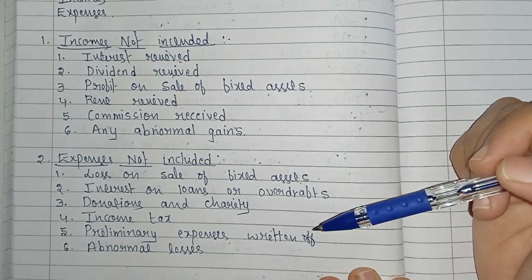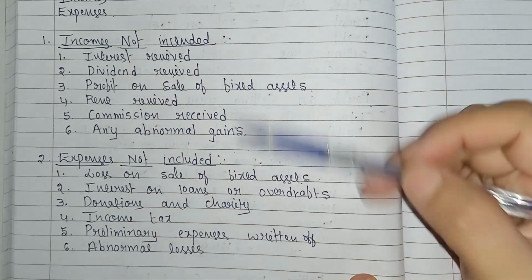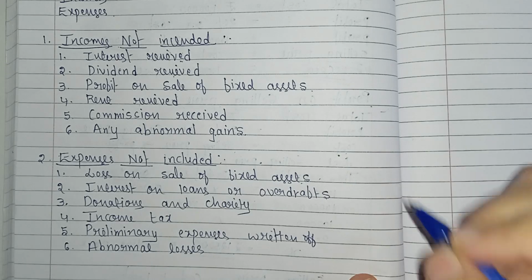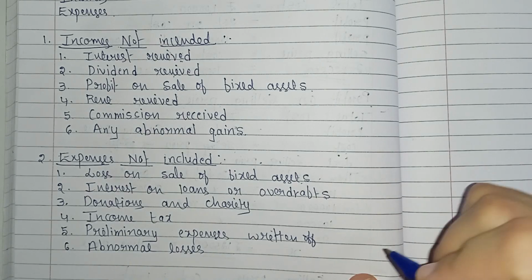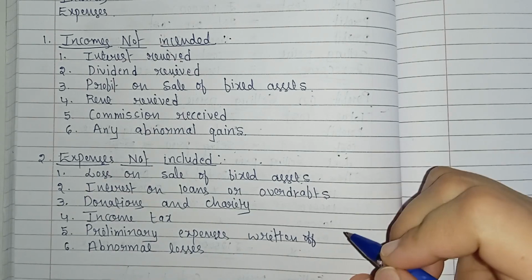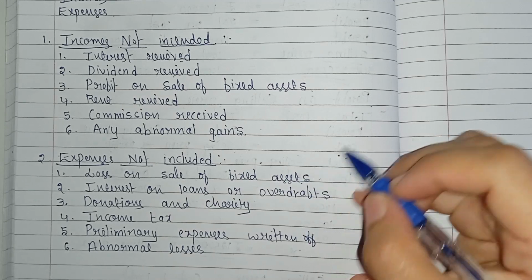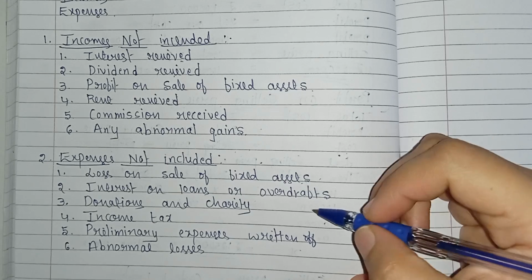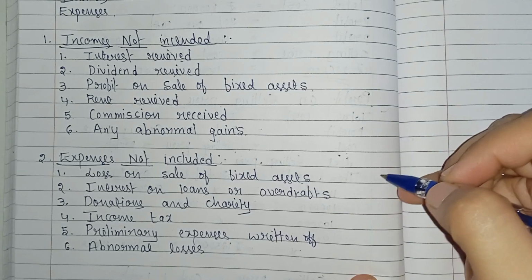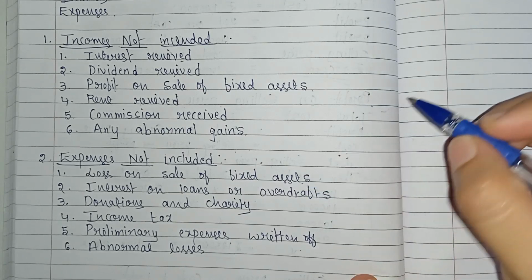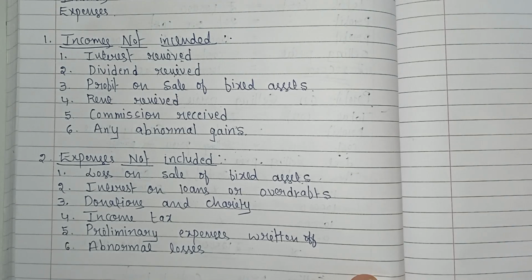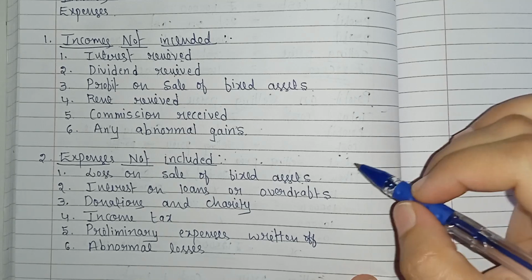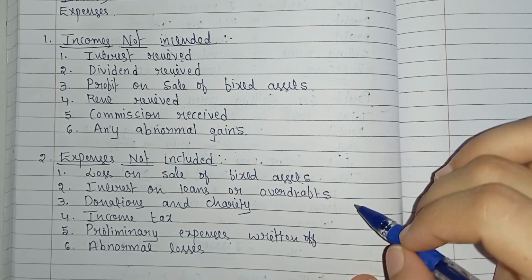Clear? In the problem, they will give items, whether they are incomes or expenses. You have to write down a note at the end of the solved problem, saying that these are financial or non-operating incomes, or that they are financial expenses, and that they are not included in the cost sheet. Like that, you have to write down the note at the end of the problem.